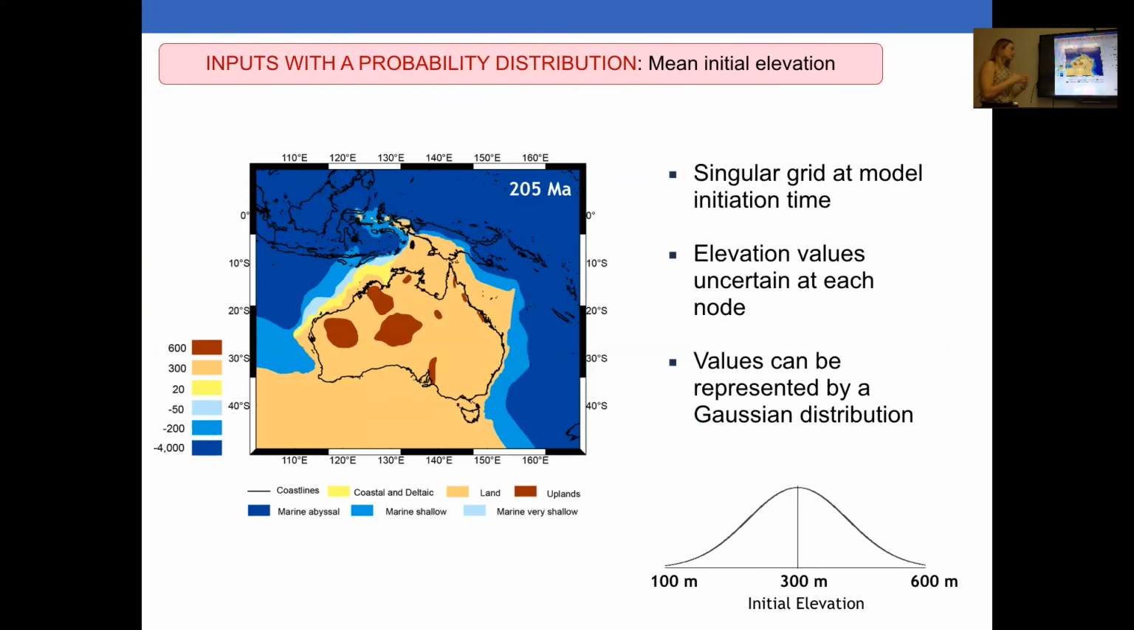However, each of these values, whilst we do have data and proxies to constrain them, they're quite uncertain. And so we think perhaps that each of these values can be represented by some sort of Gaussian or normal distribution, whereby we have our a priori estimate of 300 metres, but then a series of other values ranging from 100 to 600 metres that can be alternately tested and optimised. So this is the mean initial elevation.